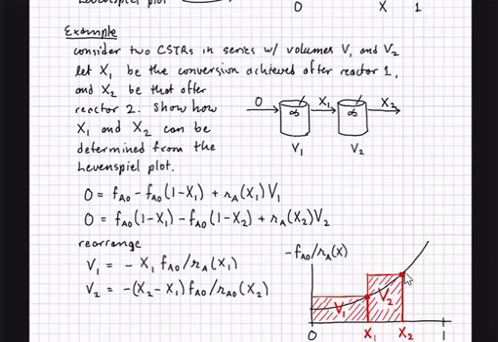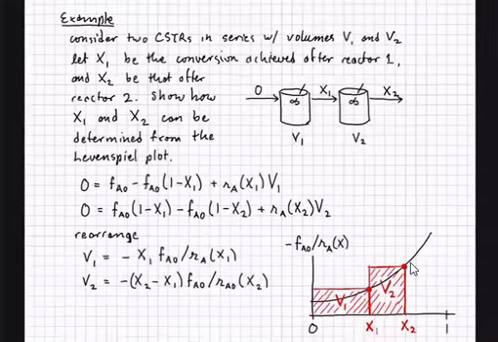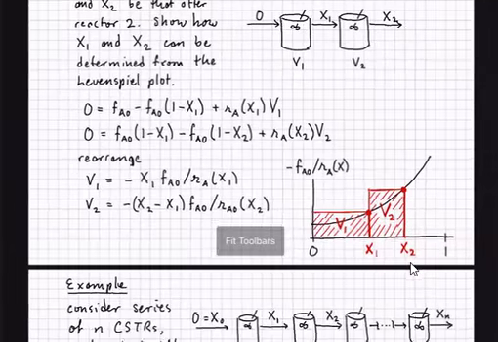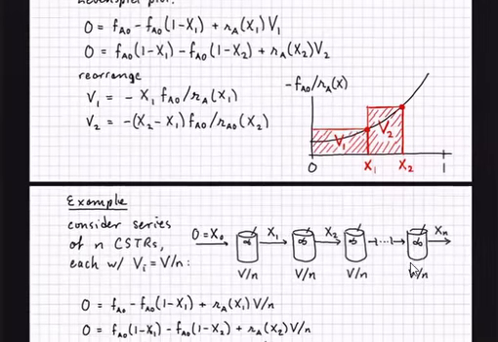But it's a nice conceptual picture to understand that the volume of two CSTRs in series is typically going to be smaller than one CSTR that you would need to perform the equivalent job, as long as your 1 over rate curve is concave up. Okay, let me go ahead and continue. We're going to do another example now.